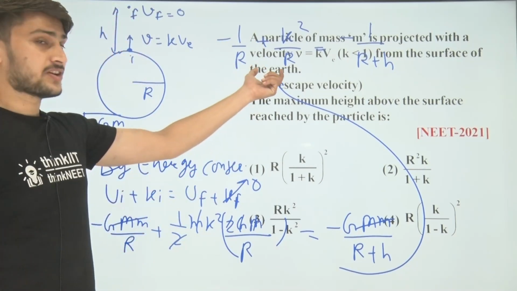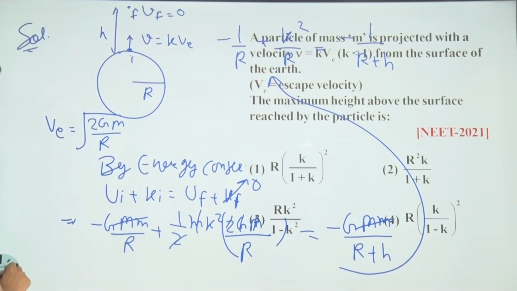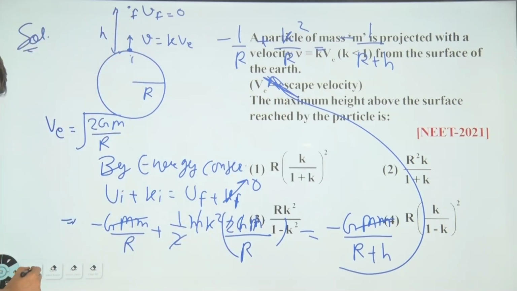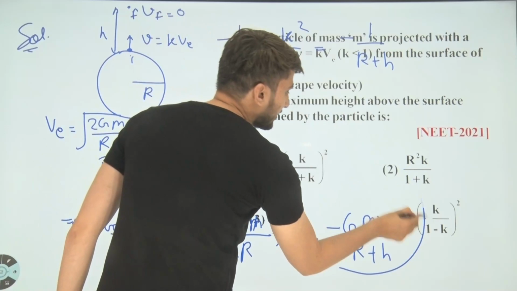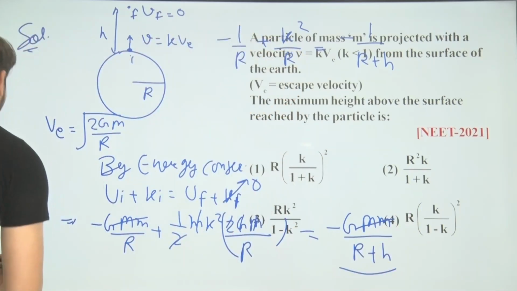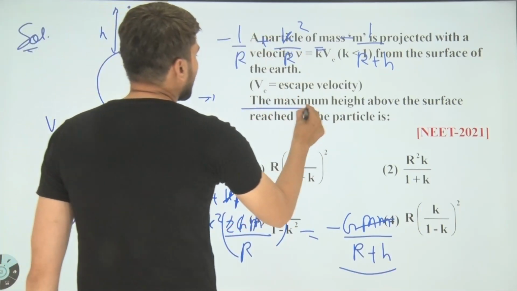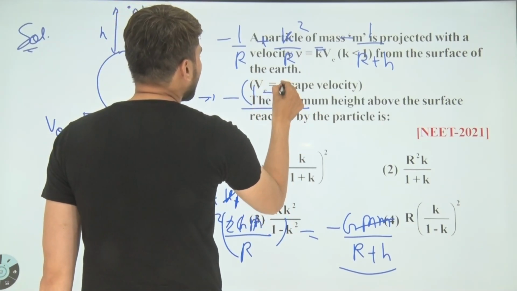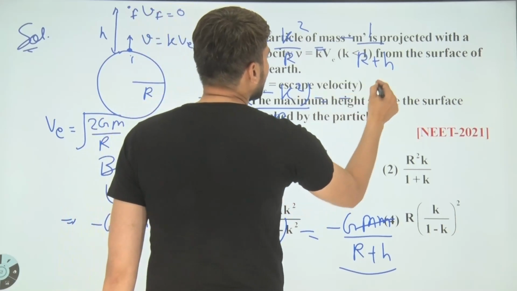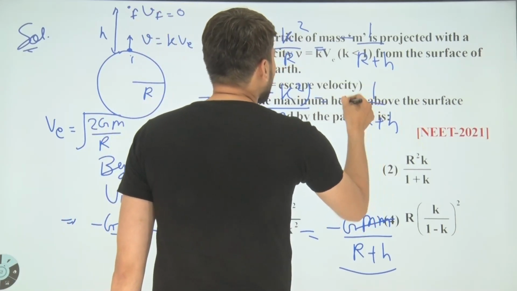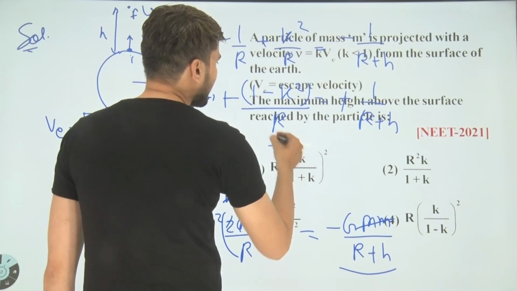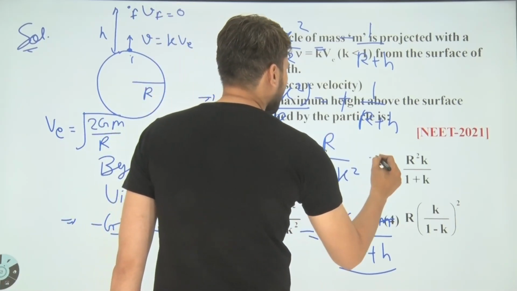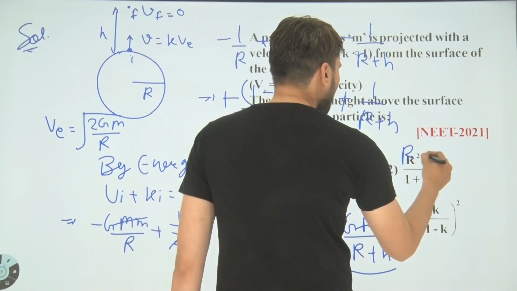Now we have to solve that equation and find the value of h, which is the maximum height. So I am saying that this is our R and this one is minus. Minus we have taken common. So this is 1 minus k square, and it is minus of 1 upon R plus h. Minus minus we have cancelled. We have solved that, so this one is R upon 1 minus k square is equal to R plus h.